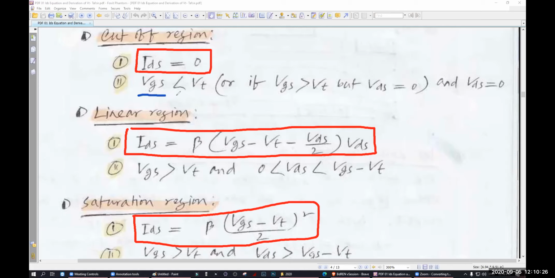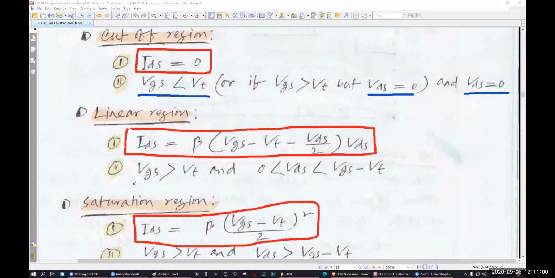When your VGS is less than VT, that is cutoff. Or if VGS is bigger than VT but VDS is equal to 0, that time it is also cutoff. If your VGS is less than VT, it is cutoff. If your VDS is equal to 0, that is cutoff. Two conditions for this region.